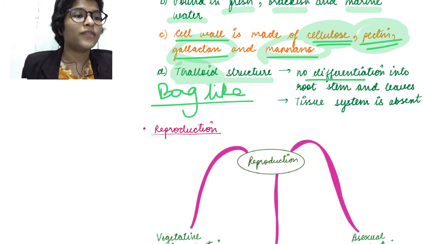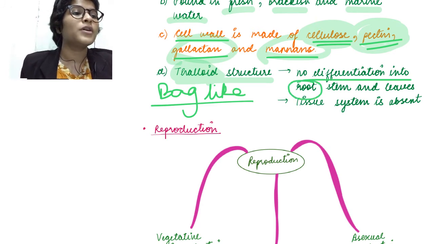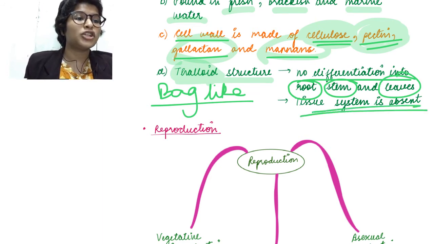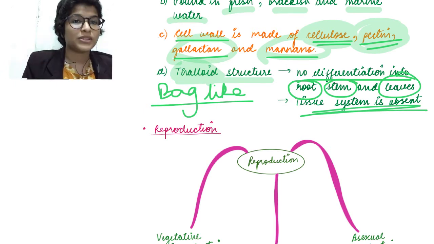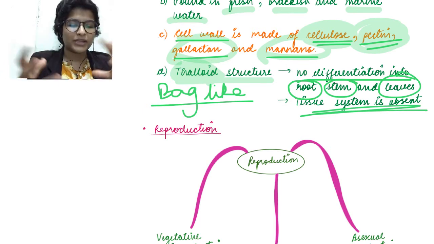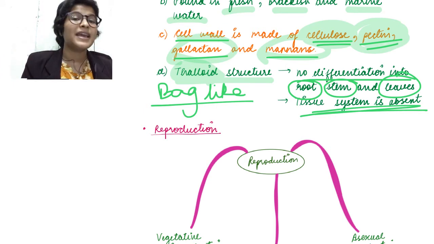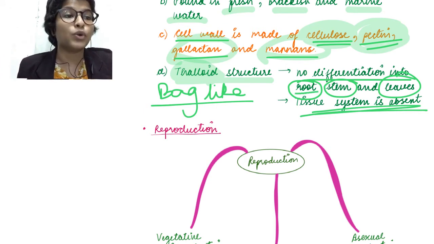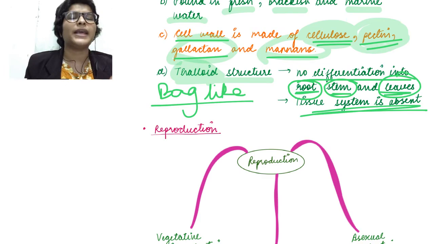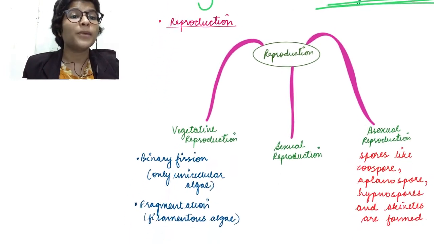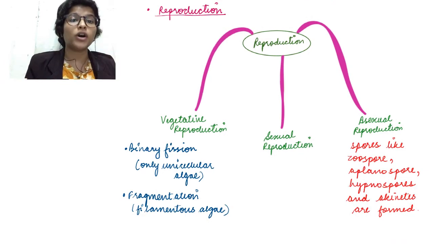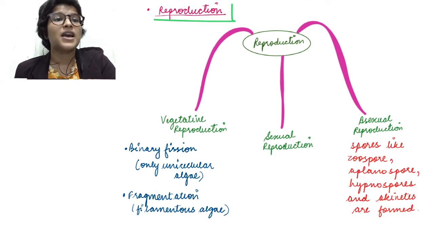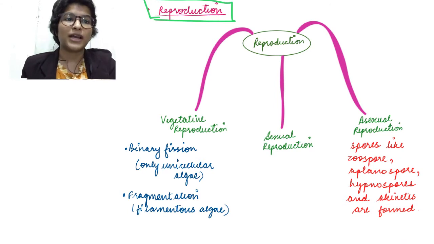So there is no differentiation into the root system or the stem or the leaves. Therefore tissue systemation is absent, that is the plant cells are not divided into certain tissues. All of them are diffusely distributed similar cells and there is no differentiation between roots, stems or leaves of any kind. Okay. So talking about reproduction, it is a very important part because we saw earlier that reproductive characters are of primary importance when it comes to classification.